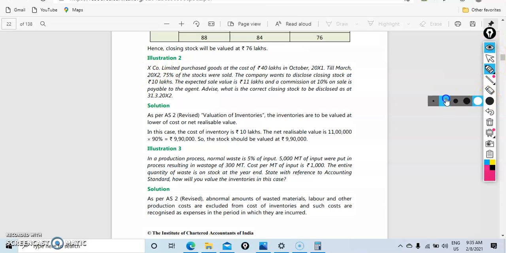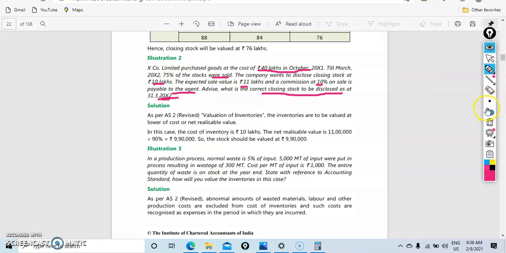Then come to this question. There is a purchase of goods at the cost of 40 lakh rupees in October 2011. Till March, 75% of the stocks were sold. The company wants to disclose the closing stock at 10 lakh rupees. The expected sales value is 11 lakh. The commission is 10%, payable to the agent. Advise what the closing stock should be disclosed at on 31st March 2012. First of all, we have to calculate the closing stock.